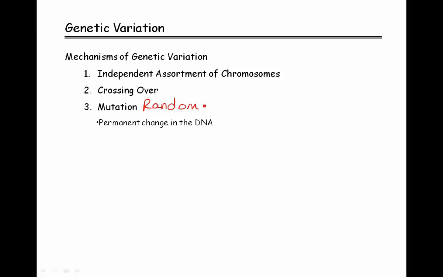Mutation can happen at any time. So this could happen in somatic cells, it could happen in reproductive cells, it could happen as an error when the DNA is being copied. So in the case of mutation, this can happen with both asexual and sexual reproduction. The first two that we mentioned would be strictly limited to sexual reproduction, because with those you need to have the meiosis taking place.